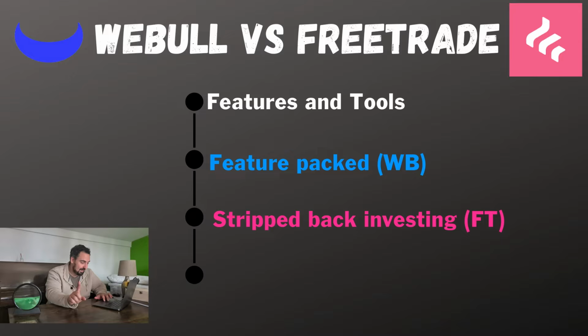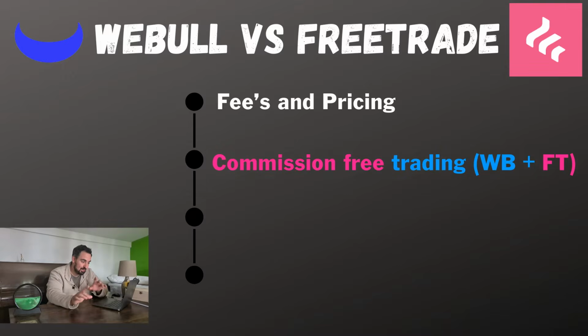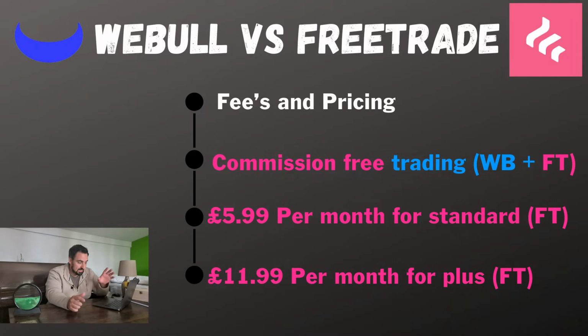Fees and pricing up next. Here's where things get a little bit more interesting. Both advertise commission-free trading, which is true, but let's break that down a little bit. So Freetrade, no commission on basic trades, but you'll pay £5.99 a month for the standard plan if you want an ISA, but there is a free plan as well, which is what I have, and £11.99 for the plus plan. Now, the FX fees on US stocks are 0.45% on currency conversion. Remember that number because it's quite a big one.